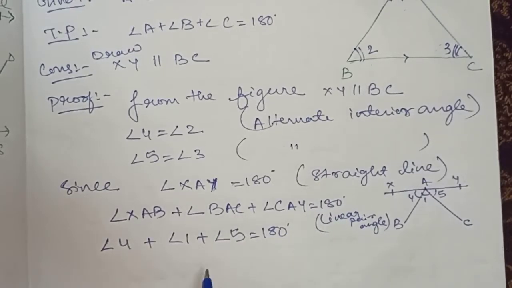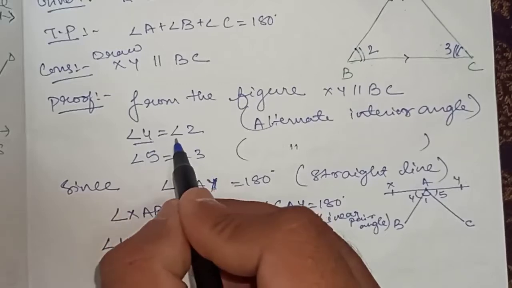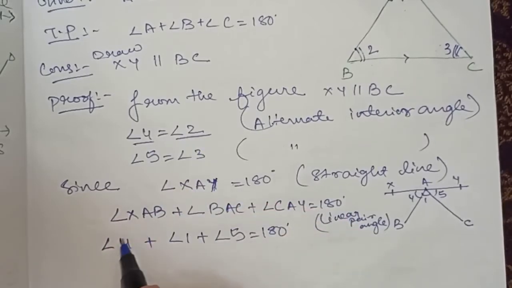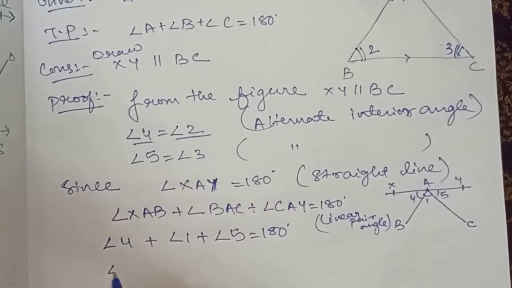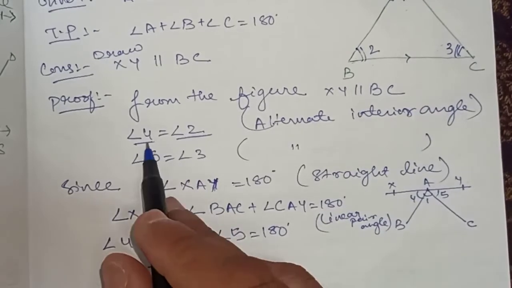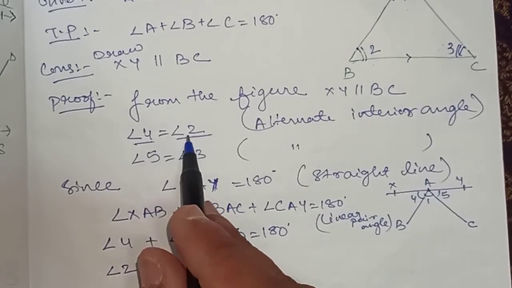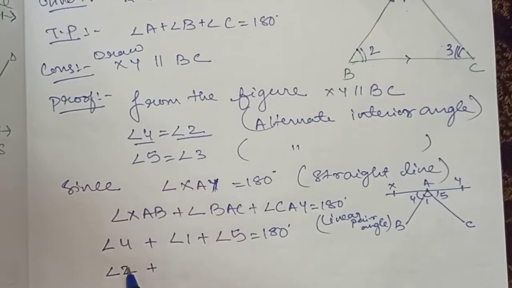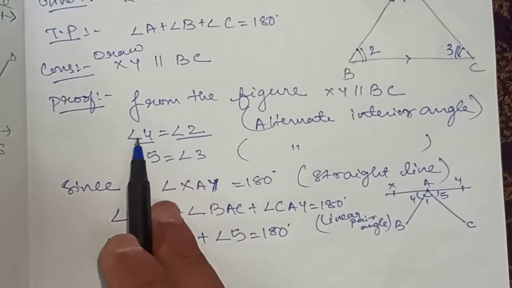Now angle 4 is equal to how much? Angle 4 equals angle 2. Can I substitute angle 2 in place of angle 4? Because both angles are equal. If this is 30, this is 30, this is 40, this is 40. So in place of 4 I am going to write angle 2 because both are equal.